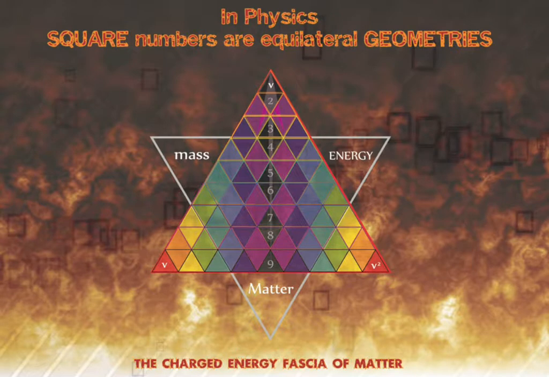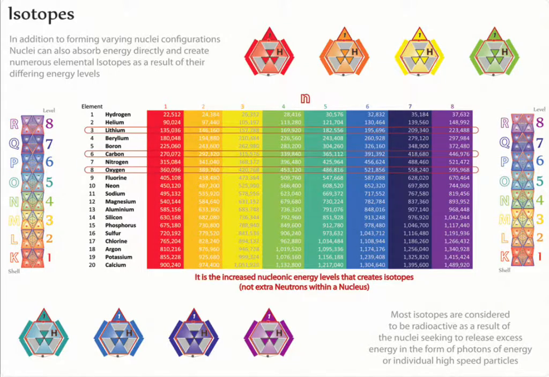Again, just to stress that the square numbers of energy levels in all of quantum mechanics and physics and in quantum chemistry itself is the result of the square of the equilateral geometries of mass energy, and it's these mass energies and their square numbers that form the charged fascia of all matter, including elements and compounds. As the mass energy increases, as we previously touched on with carbon, the mass of the element itself increases accordingly.